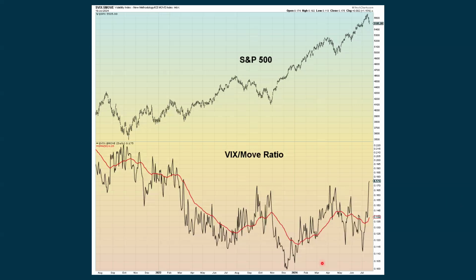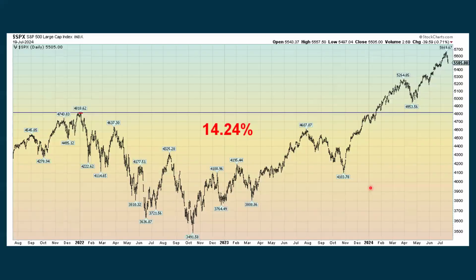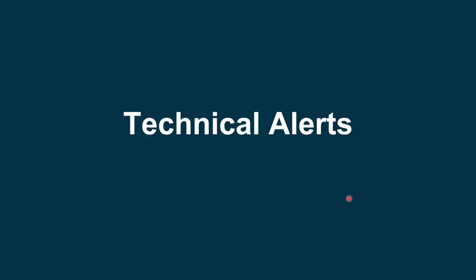Also, we look at a ratio between stocks and bonds as far as volatility is concerned. We're starting to turn back up again as stocks have been more volatile than bonds, and that's when we see the VIX outperforming the MOVE ratio, where the MOVE ratio measures the volatility of bonds. Even though we've been declining, we're still 14.24% above the previous all-time high set in early January 2022.